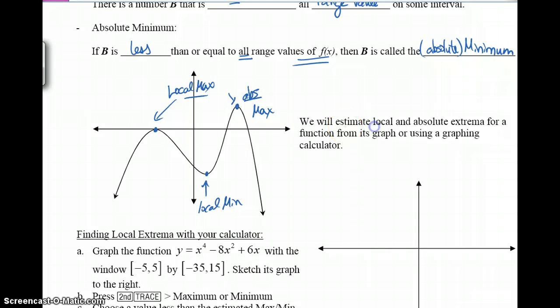Okay, we'll estimate local and absolute extrema from the function. I will pick this up in the next section and finish off this unit.